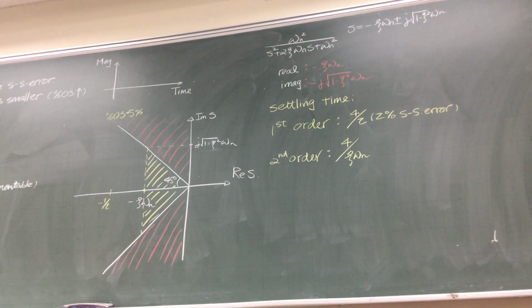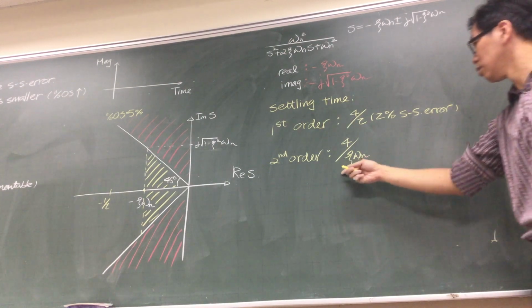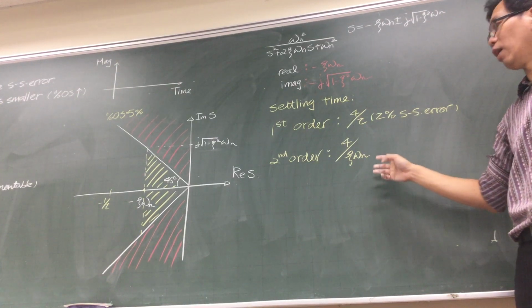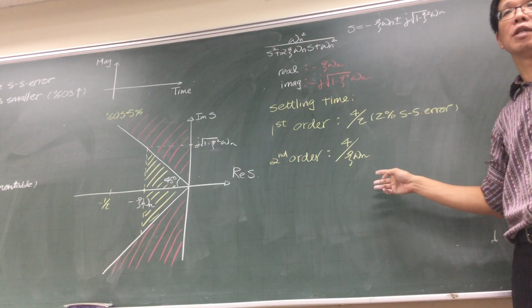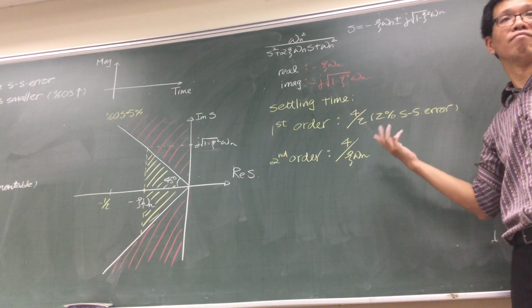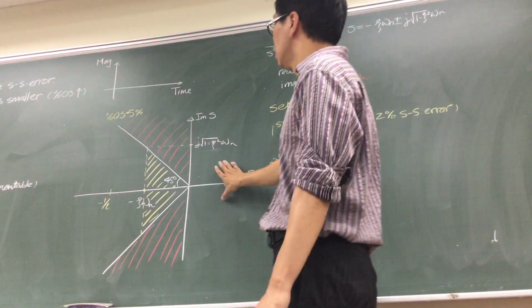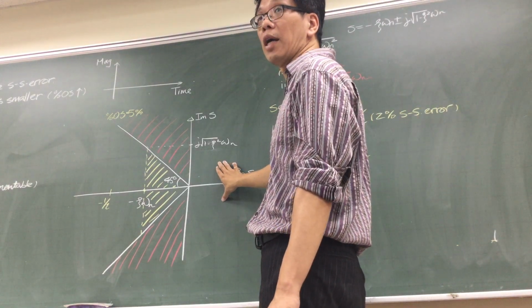The problem you guys deal with in your homework this time is what? 1%. So be sure you use the correct equation. That should be 5 over zeta omega n, right? To be exact, it should be 4.6, but if you use 5, any question? Okay, so this is how we use the S-domain plot to design our controller.